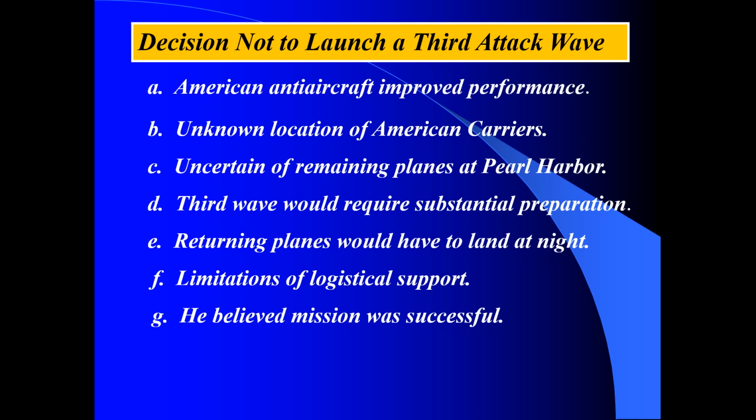American anti-aircraft performance had improved considerably during the second strike, and two-thirds of the Japanese losses were incurred during the second wave. The location of the American carriers remained unknown. Admiral Nagumo was concerned that his force was now within range of American land-based bombers. He was uncertain about the number of planes remaining in Pearl Harbor. A third wave would require substantial preparation and turnaround time.